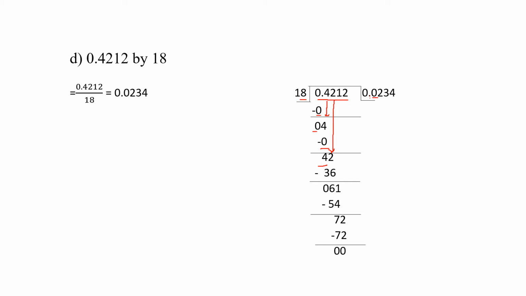Again the next number we'll take down as 2, right? Now 42 is there. Now 18 2s are 36, right? That means 42 minus 36, 6 will come. Then next downward number we'll take as 1, so we'll write 1 over here. Then 18 threes are 54, right? So 61 minus 54, 7, right? And our next down number is 2, so we'll write that 2 over here. Got it? So here it is 72 now. So 18 4s are 72. So 72 minus 72, that is 0. Right? So our answer is 0.0234.